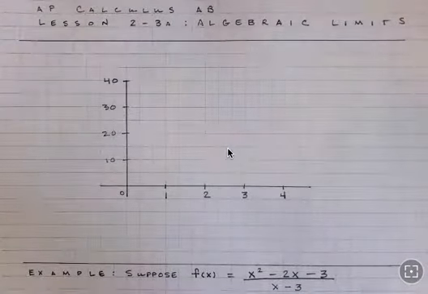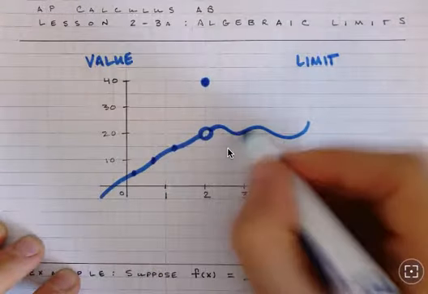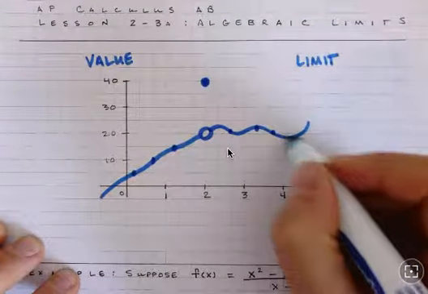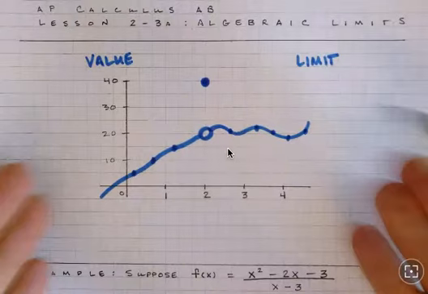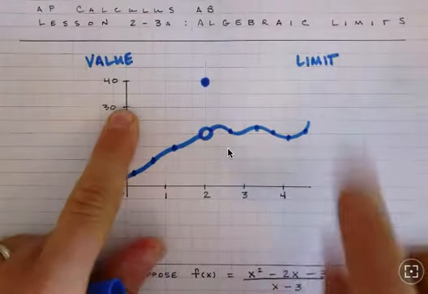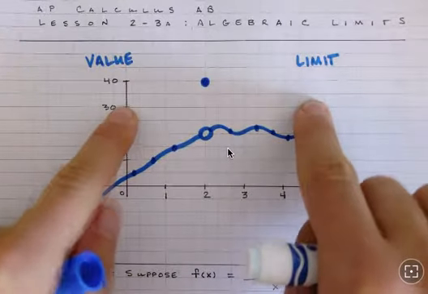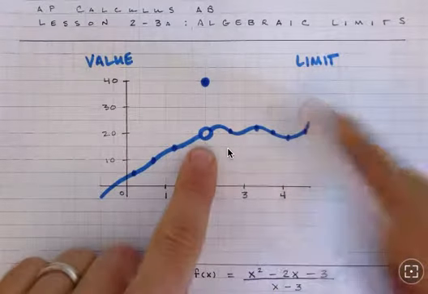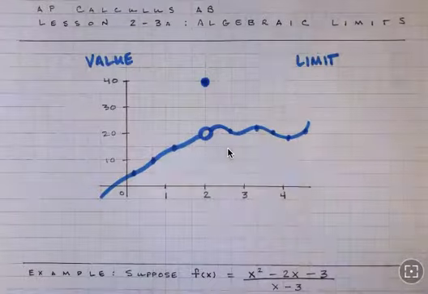There are two different concepts that we're going to be studying over the next few classes. One of them is value, and the other is limit. Now, at every point on the curve except for at 2, the value and the limit are identical to each other. We tend to be interested in points like 2 where they are not.